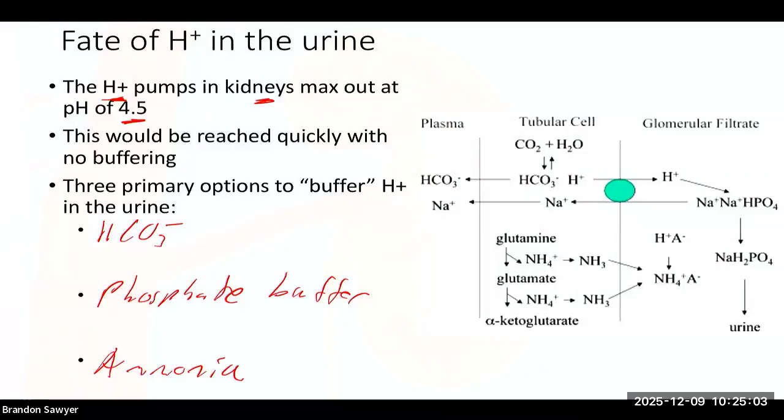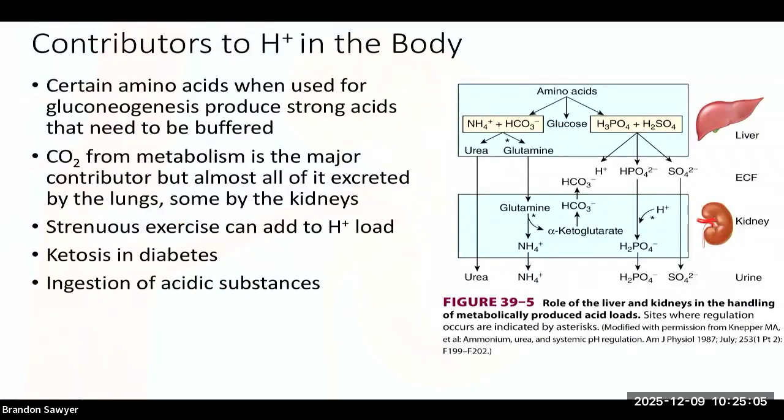Okay. All right, so just a quick note on why we have all this extra hydrogen ions that we need to get rid of, right? So one of the main things is certain amino acids, when used to produce glucose in gluconeogenesis, produce very strong acids that make a lot of hydrogen ions, okay? So that's kind of showing this process right here, okay?